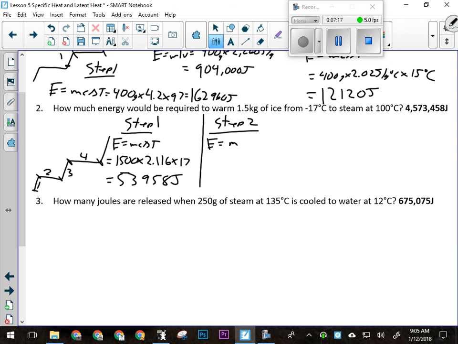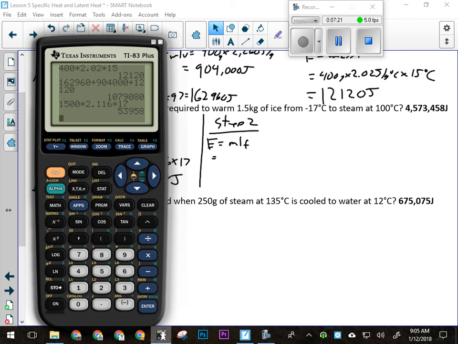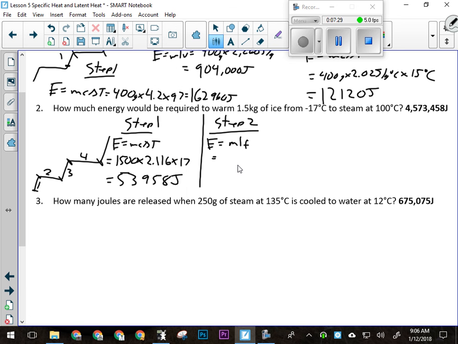Okay, step 2, got to melt the ice. E equals MLF. All right, so that'll be 1,500 times 333. Okay, so that'll be 499,500 joules.